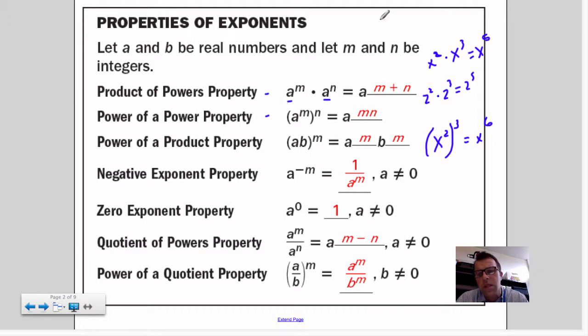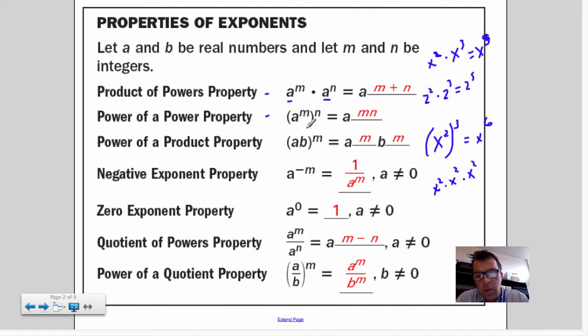You can always go to something that's common. You can logically think this through. X squared means I have 2 x's, and now I have 3 x's, so my total is 5. That's x to the fifth. And here, think of having x squared 3 times. If I count up all my x's, I have 6 x's. So it should be able to remind you of that.